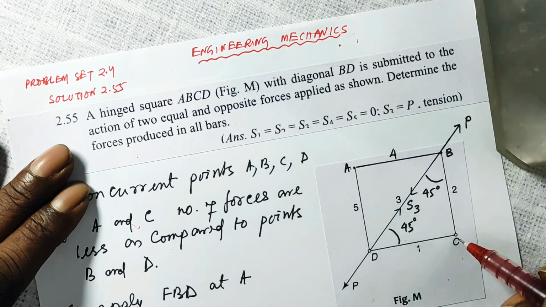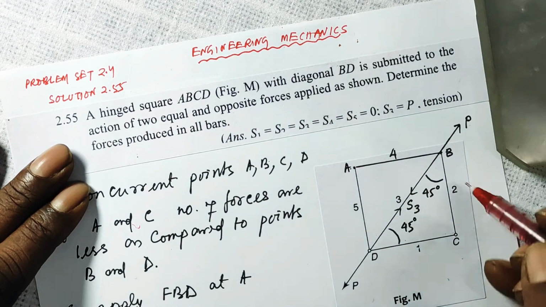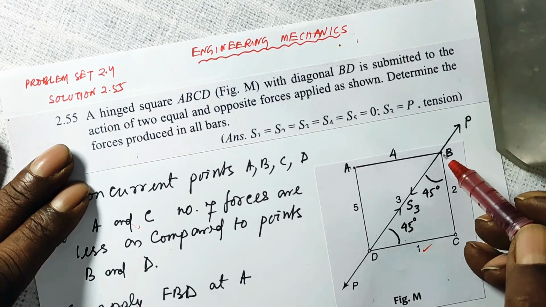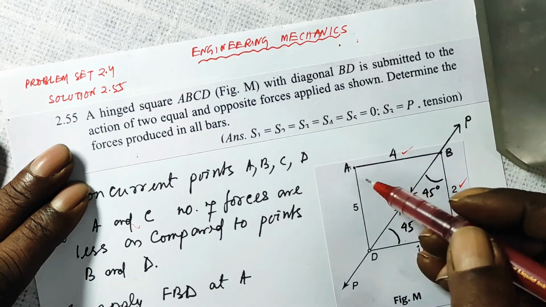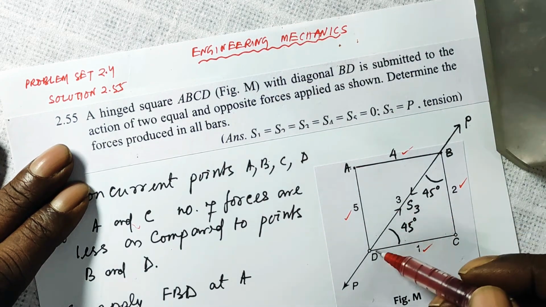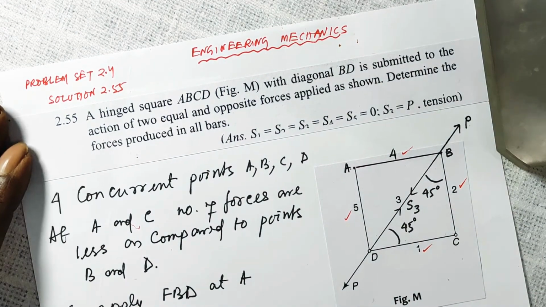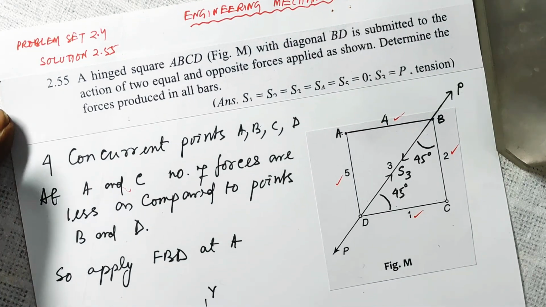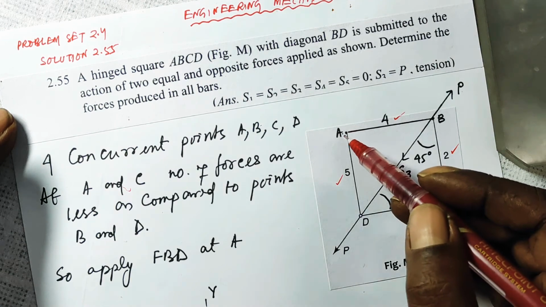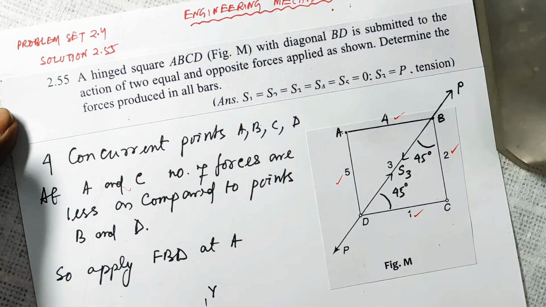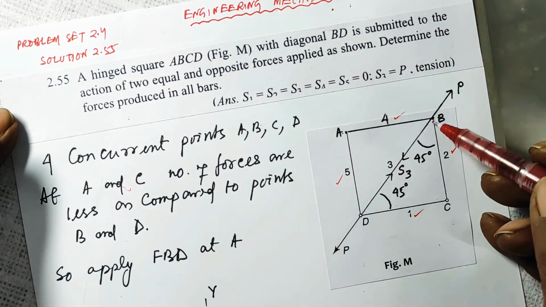AB is a bar, BC is a bar, CD is a bar, and AD is a bar. DA is bar number 1, CB is bar number 2, BA is bar number 4, and AD is bar number 5. And this is also a bar from D to B, and then a force P to this side, force P to this side. So if you look, there are 4 concurrent points, A, B, C, D. But if you look at points A and C, the number of forces is less as compared to points B and D.